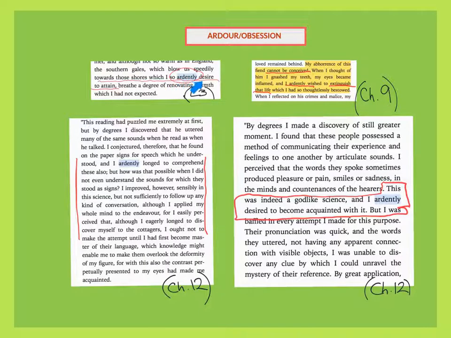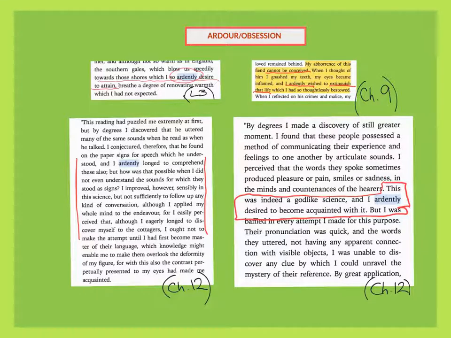So I ardently desire to attain, so keep an eye out for that also. A quote from chapter 9 here from Victor. So the dream has faded now and the glory has been achieved, and that sense of anticlimax and the disastrous consequences of it. My abhorrence of this fiend, the creature, cannot be conceived.